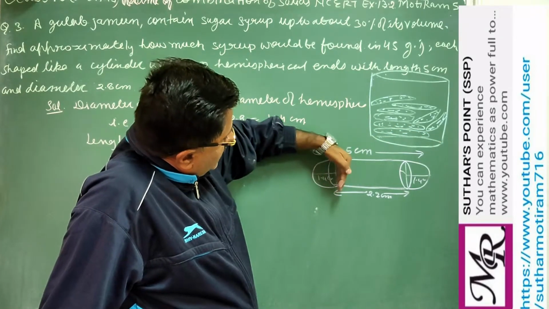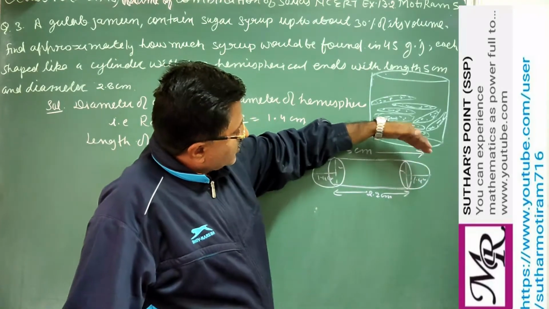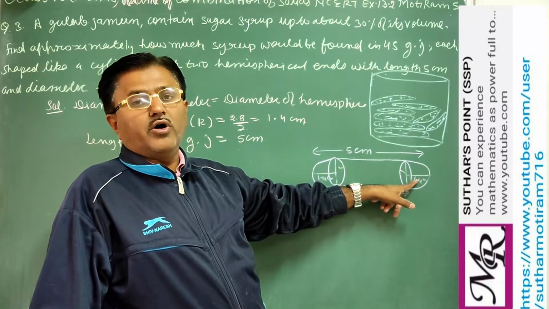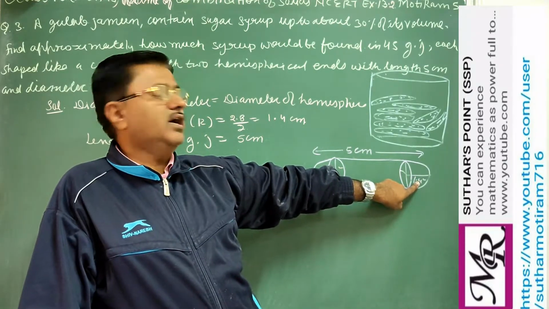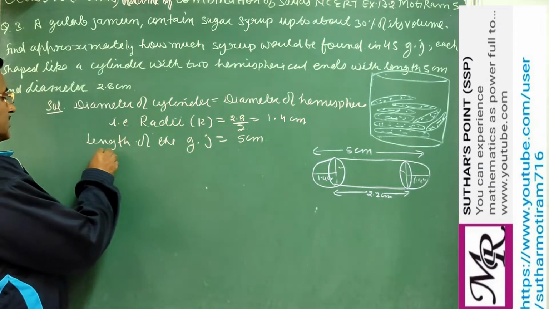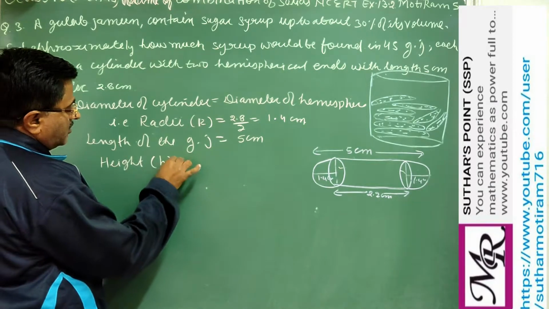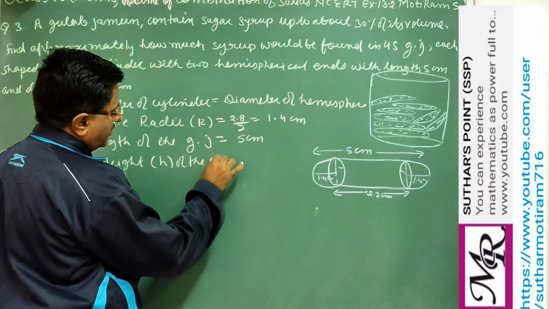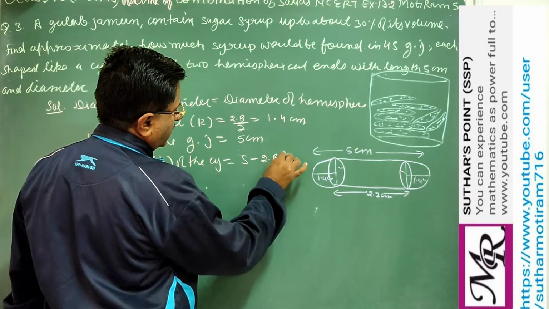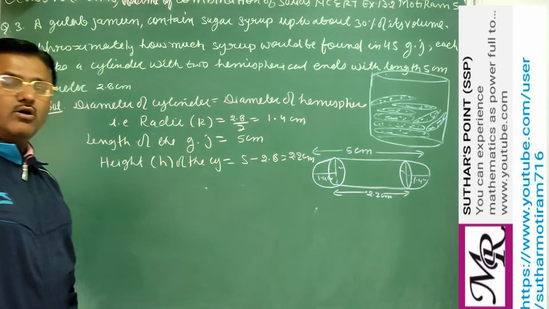That is, from the total we can subtract 1.4 and 1.4, that is 2.8. So out of total length 5 centimeter, we subtract 2.8. That will give you the value of the height. So we can say height, that is h of the cylinder, equal to total minus 2.8, which is equal to 2.2 centimeter. So we get all these values.